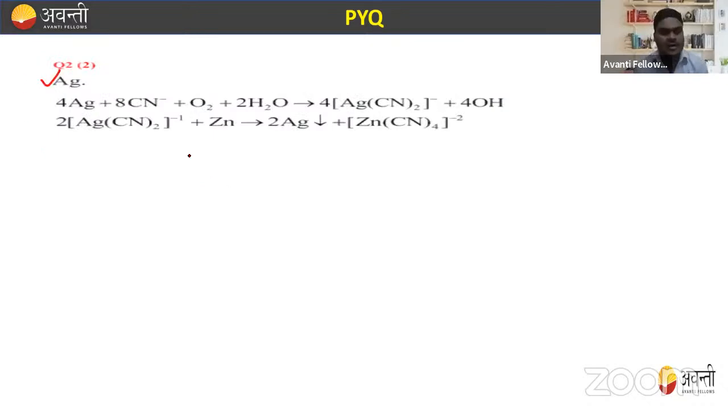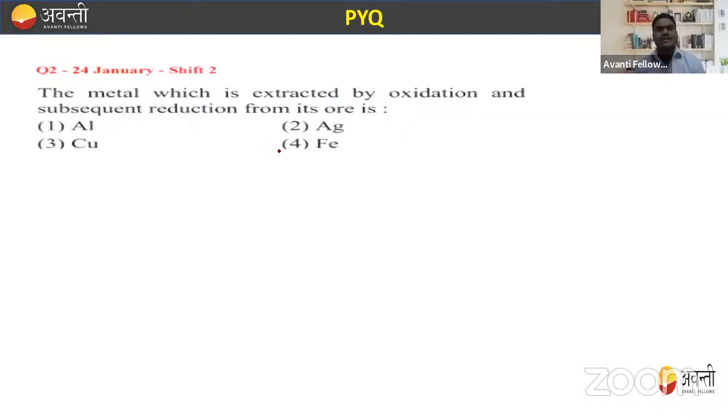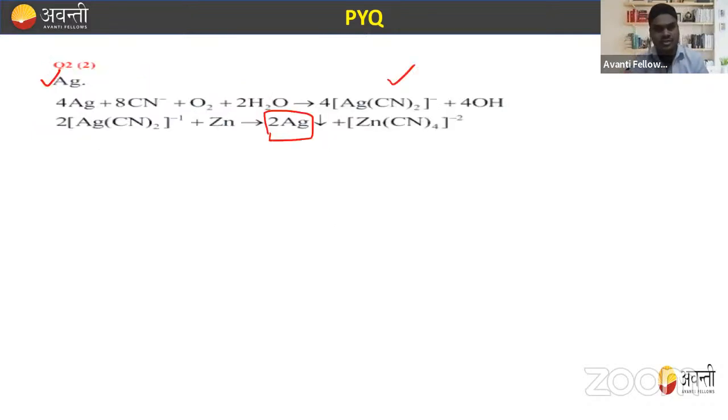How will it be obtained? When the oxidation of silver takes place, it is converted into the dicyanide complex, with silver in the oxidation state of +1. Then it reacts with zinc and becomes reduced also. This is the conversion, and this is the pure metal we obtained. So zinc is the reducing metal, and the metal which is extracted by oxidation and subsequent reduction from its ore is silver, that is Ag. Option number 2 is absolutely correct for this question.